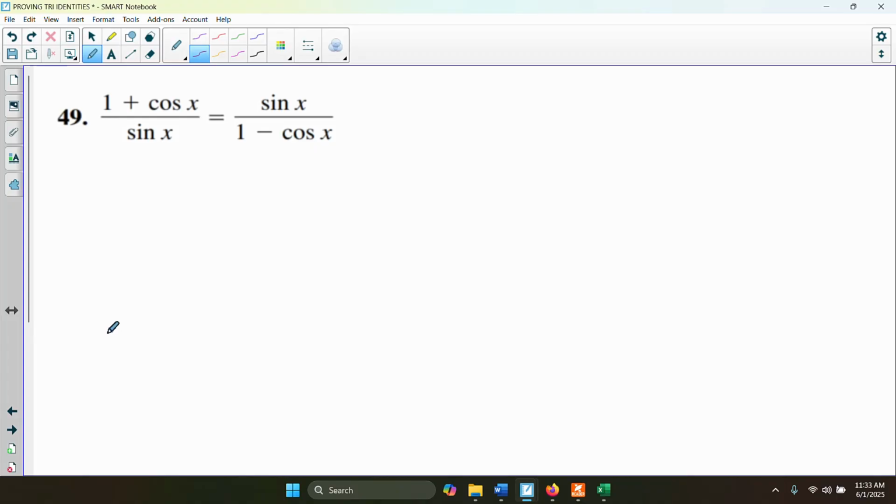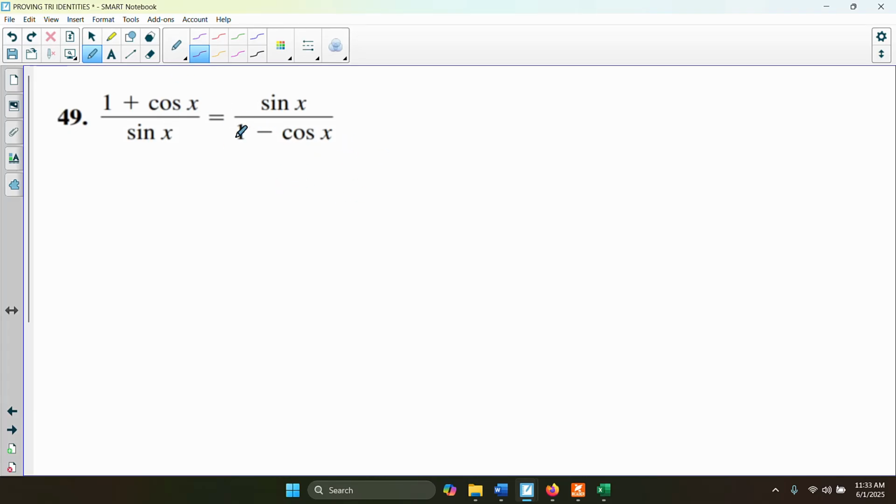In fact, more of the same. Looks like it's the same. By the way, this is why you're not allowed to do something. If I came across this, you might be tempted from your algebra one or pre-algebra, hey, what if I cross multiply?